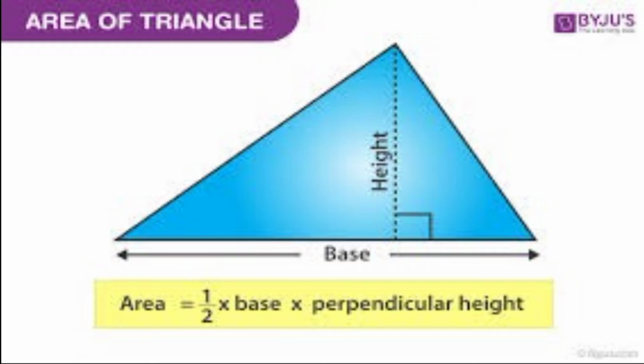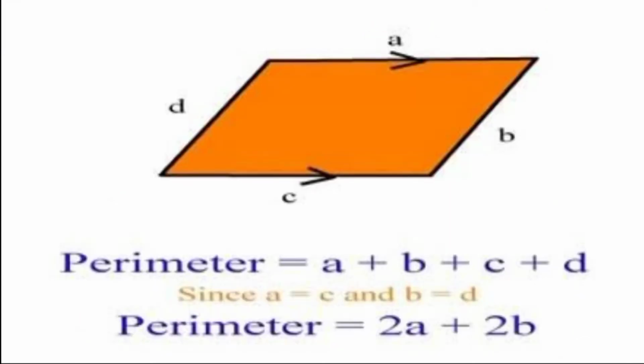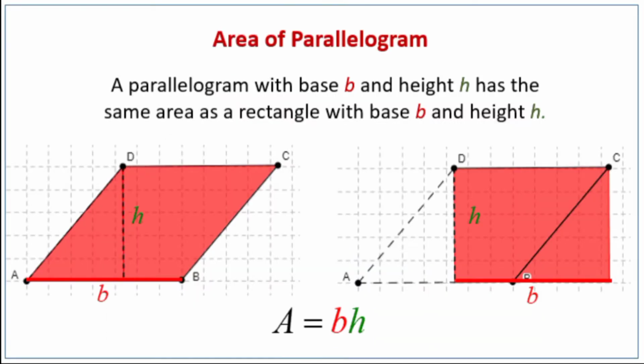So now let's move to perimeter of parallelogram. It's as simple as perimeter of a triangle. You can add all the sides. So in parallelogram ABCD, perimeter is equal to AB plus BC plus CD plus DA. Since units are not given here, we can't find it. Now let's move to area of parallelogram. Area of parallelogram is base into height. Now you know what is base and what is height. So I'm sure you will easily solve it.